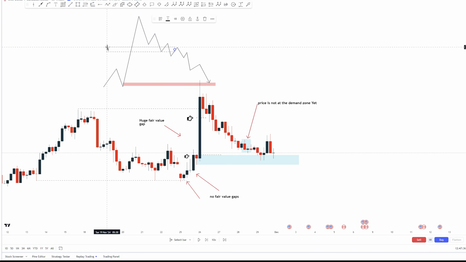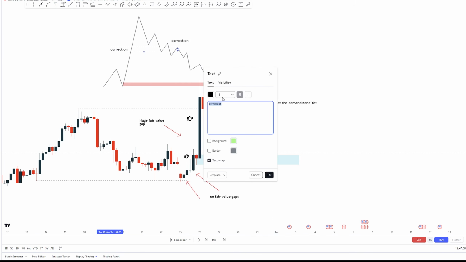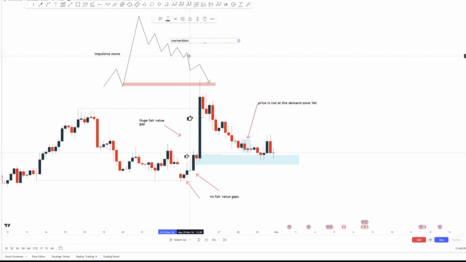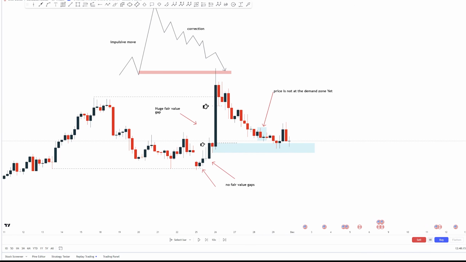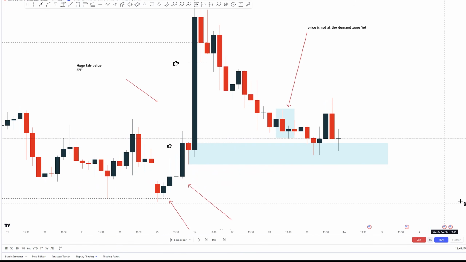This will be your impulsive move here, and then we have a correction here. That's how you should understand. Sorry, I made a mistake. Impulsive move. So this is how you should understand how to make these entries here. But then if we look closely, guys, let's zoom in a little bit, you will understand it.